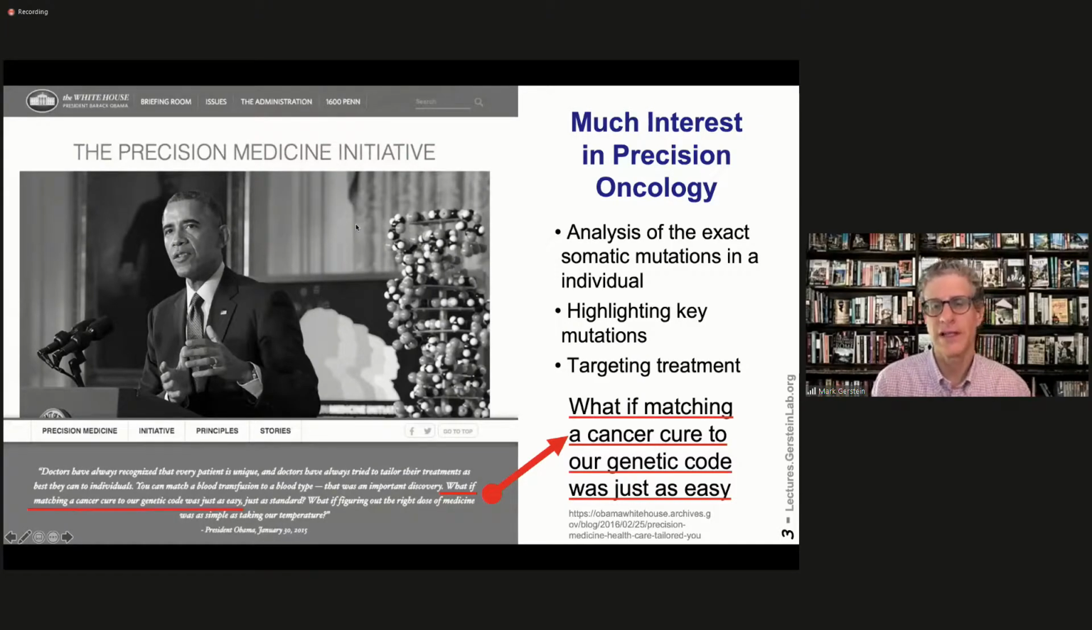Now, one thing that's kind of interesting is that you probably heard of this notion of the Precision Medicine Initiative, which is an initiative we have in the United States that was launched by previous President Barack Obama. And one thing that I highlight here from his State of the Union address, he had this quote here: what if matching a cancer cure to our genetic code was just as easy? And the idea here was it really was signaling to this notion that if we really knew the exact pattern of mutations in a cancer, that could be very prescriptive in terms of treating it and understanding it and so forth. And so I think there's been a lot of interest since then in precision oncology, which is a sub-branch of, I guess, precision medicine.